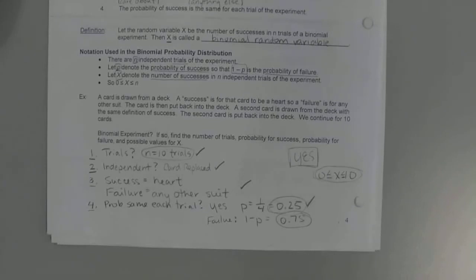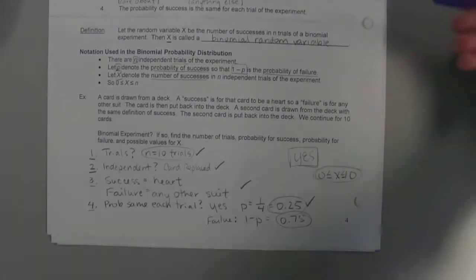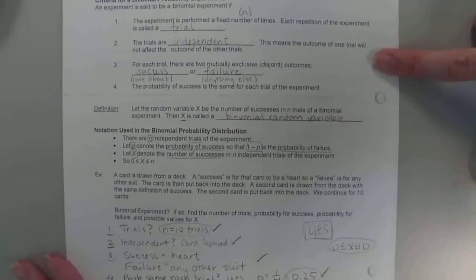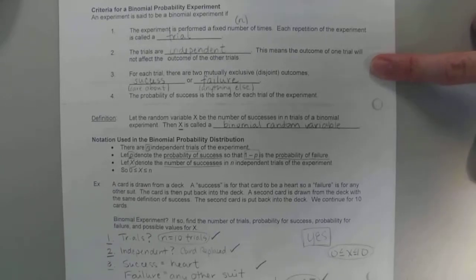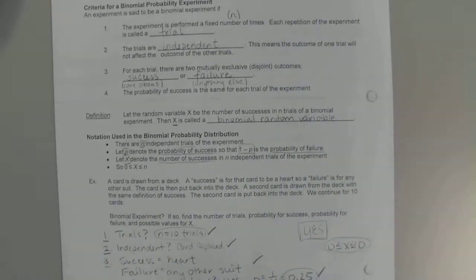So that is a binomial experiment. On a test, if I have you do this, I would give you these 4 things. I would give you the criteria. You don't have to memorize those. You would just need to know to go through them like we did here. Does that make sense? So when I say the number of trials, you're like, okay, that's N. We did it 10 times, that kind of idea.